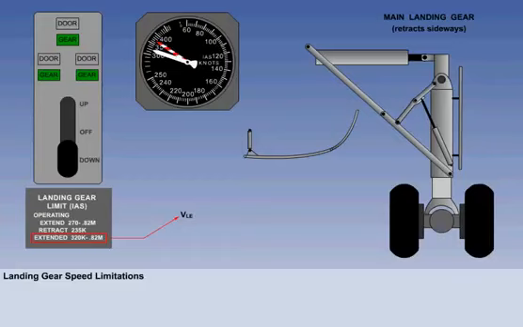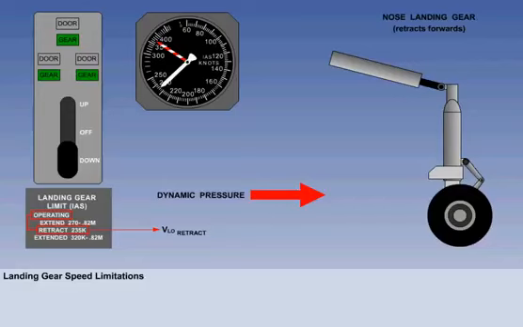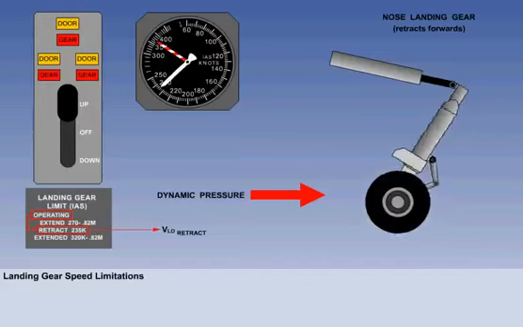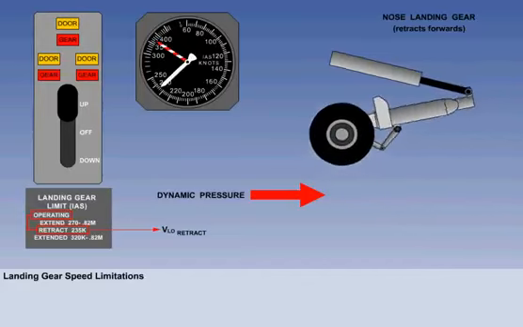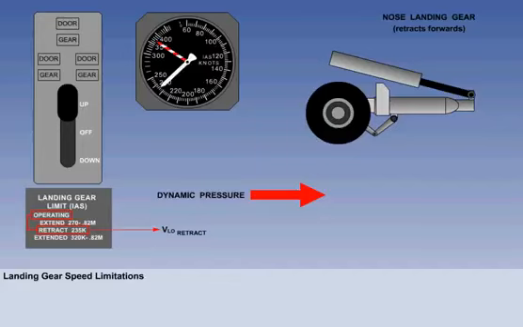So, what is the reason that some aircraft have a slower VLO retract than VLO extend? If we take a look at the nose landing gear, it will become obvious. The nose landing gear retracts forwards, and dynamic pressure will subtract from the hydraulic force in the actuator while the nose gear is retracting. To minimize the size of the nose gear actuator, and therefore the structural weight, a lower airspeed restriction is required. As before, the maximum indicated airspeed for gear extension is 270 knots.